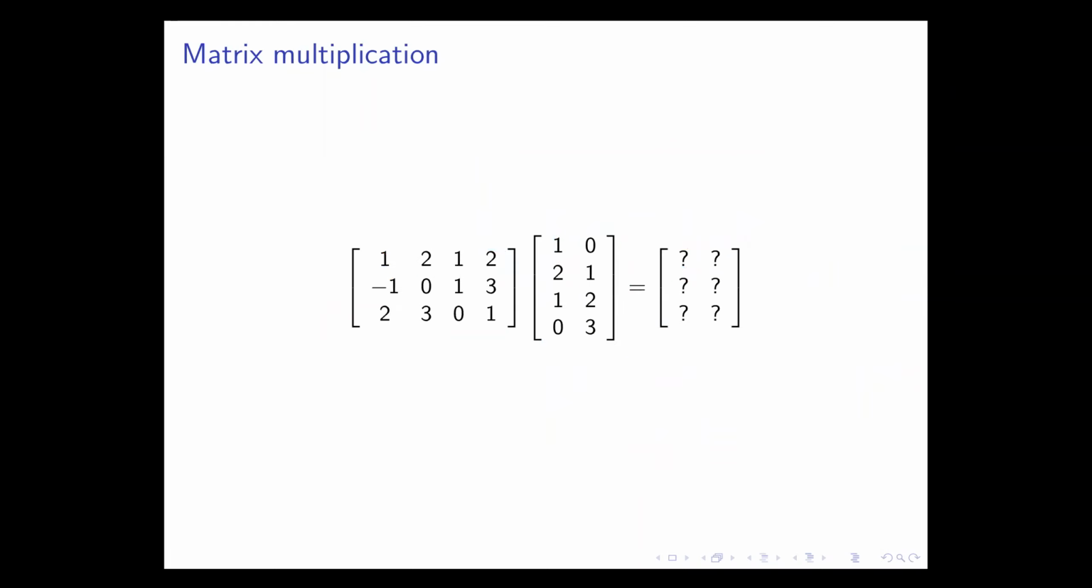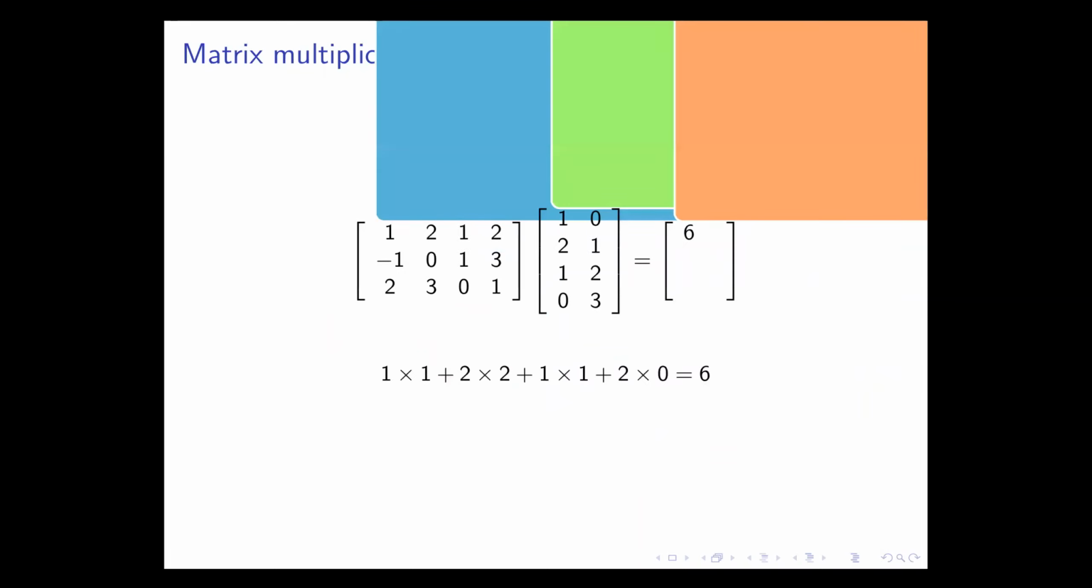So I have prepared the calculation here. The first answer will be equal to 6, right? So for this formula that I just wrote, you take what I showed in blue, the first row, and then you multiply it by the first column. And this is the calculation, so that you get 6.